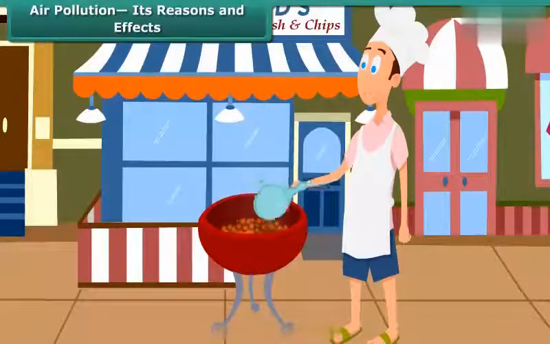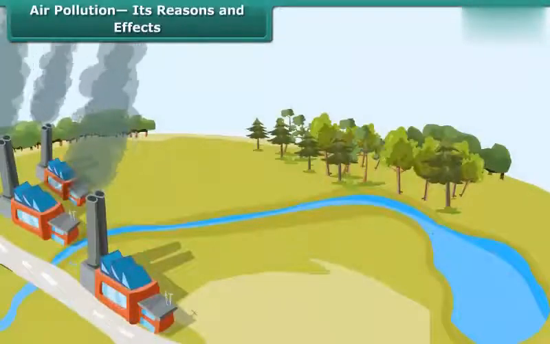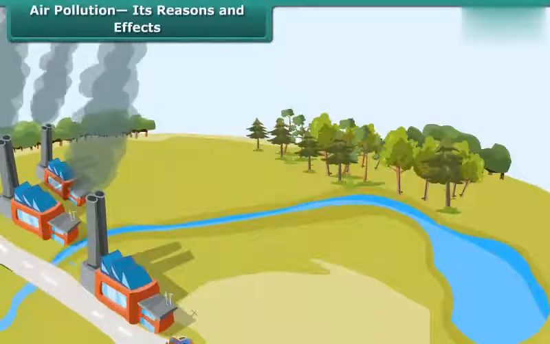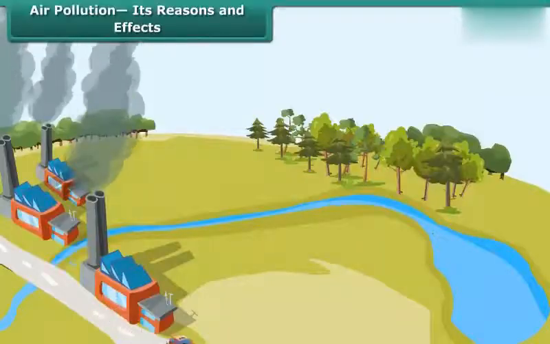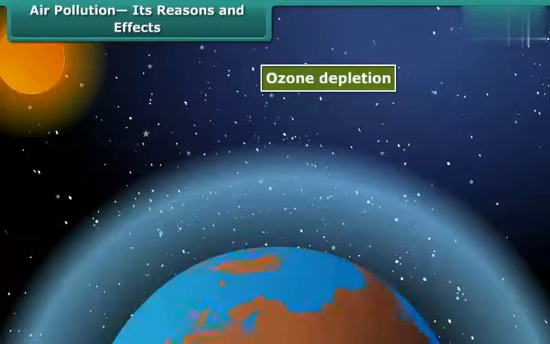The substances that cause air pollution are called pollutants. Mainly, air pollutants are the gases discharged from industries and motor vehicles. Air pollution also creates global problems such as ozone depletion by gases like chlorofluorocarbon and global warming by carbon dioxide.